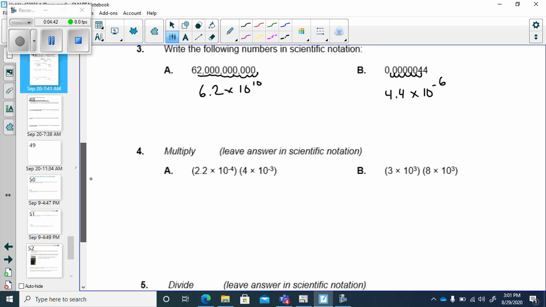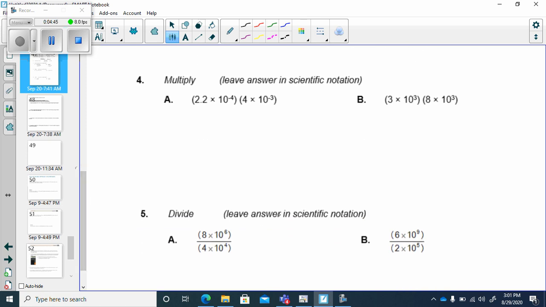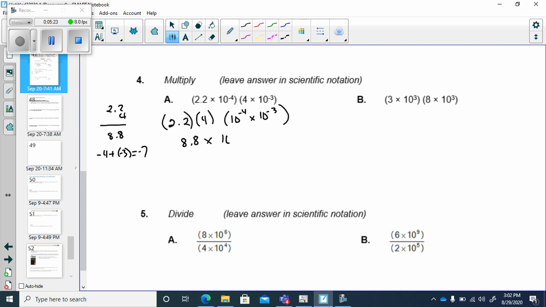Okay. They want me to multiply these. We know if we multiply, we collect our like terms. 2.2 times 4, 10 to the negative 4th, times 10 to the negative 3rd. 2.2 times 4 gives me 8.8. So I'm going to substitute 8.8 in place of that. And when I'm multiplying these same bases, I just add the exponents. -4 plus -3 gives me -7, times 10 to the -7.